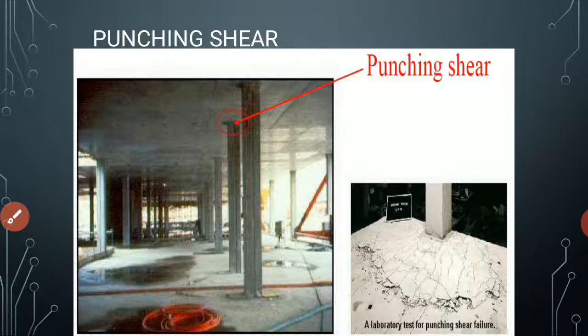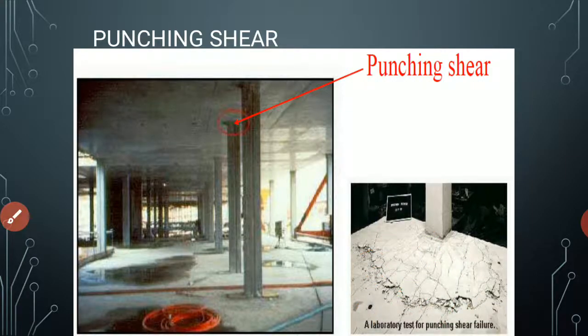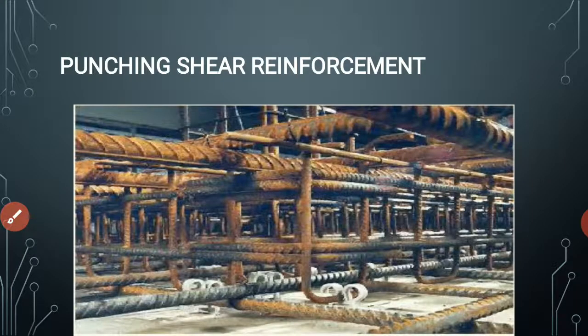Now we'll see what punching shear is. It will happen like this. So we get cracks in this pattern. To avoid that type of cracks, we'll go for punching shear reinforcement, and the arrangement of the steel is like this.